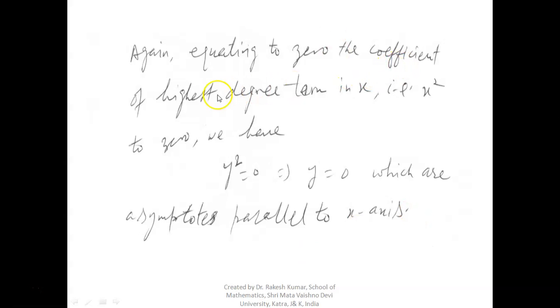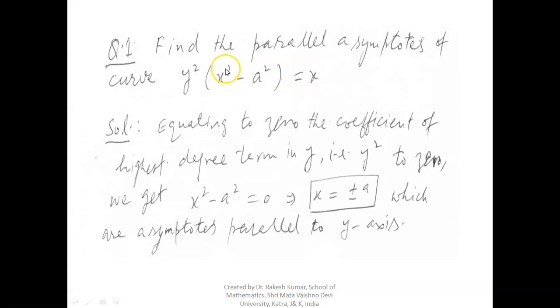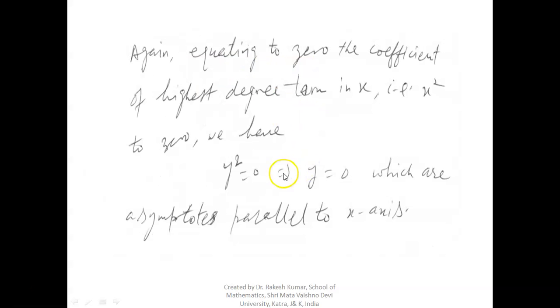Again, equating to 0 the coefficient of the highest degree term in x, that's x square. If we see from here, the coefficient of x square is only y square. So putting y square equal to 0, I get y equal to 0, which is the asymptote parallel to x-axis. So this way we can find out the rectangular asymptotes.